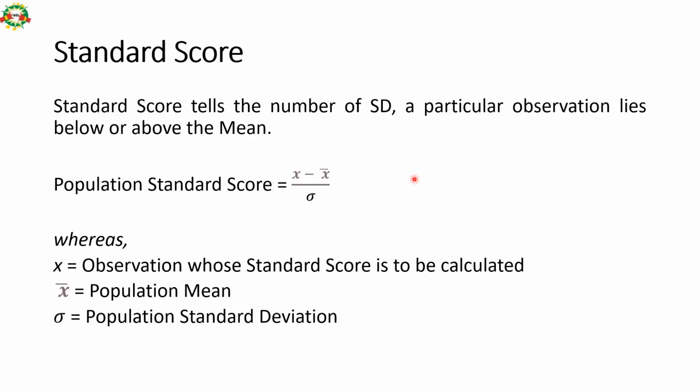Standard score: it tells the number of standard deviations a particular observation lies below or above the mean. The examiner may ask you to calculate a standard score, the population standard score, then you have to use this formula. x is the observation whose standard score is to be calculated, and x minus mean is its distance from the mean. This distance divided by the population standard deviation is the standard score of a particular value in population data.